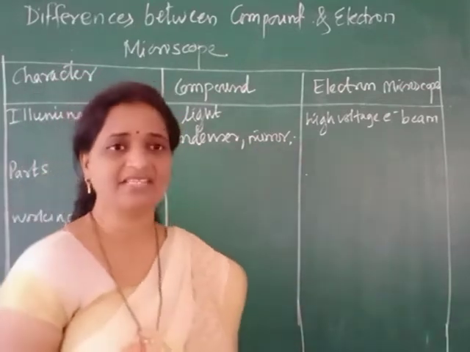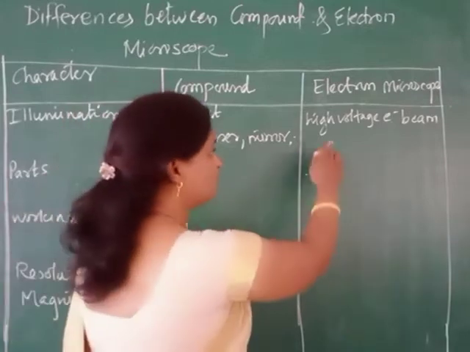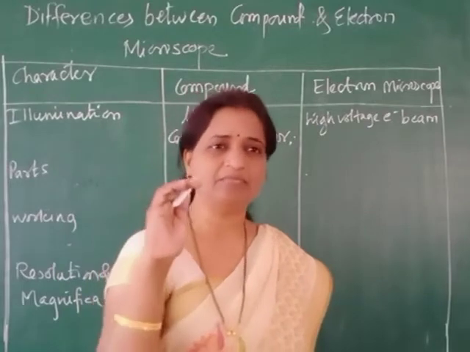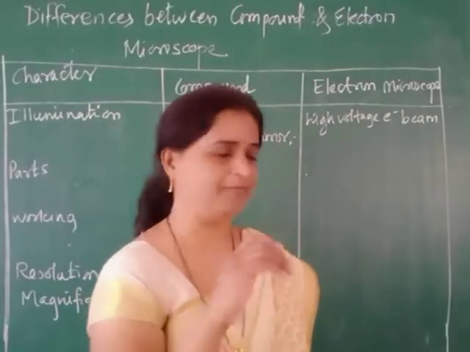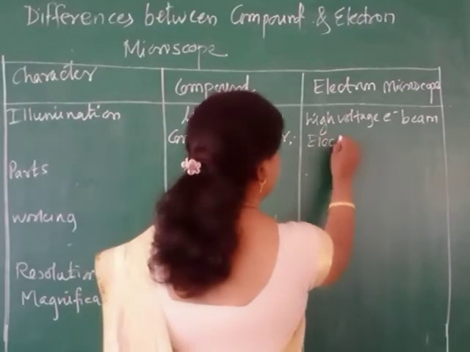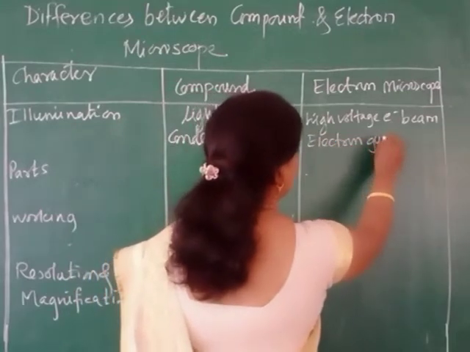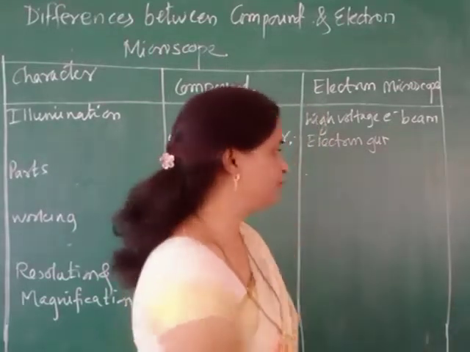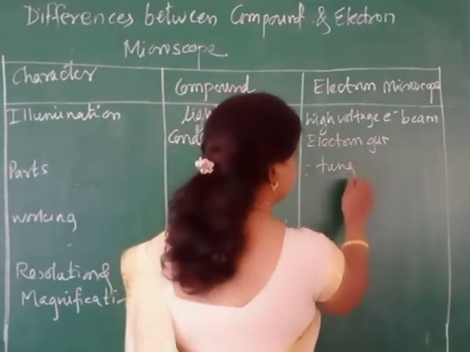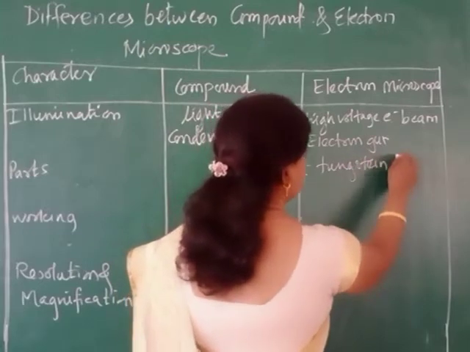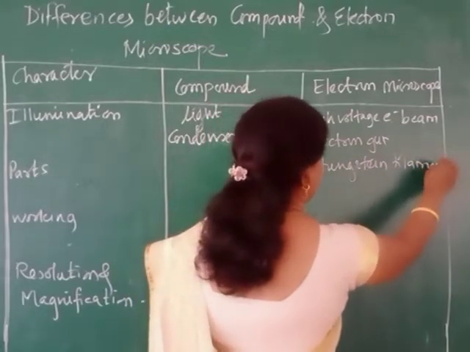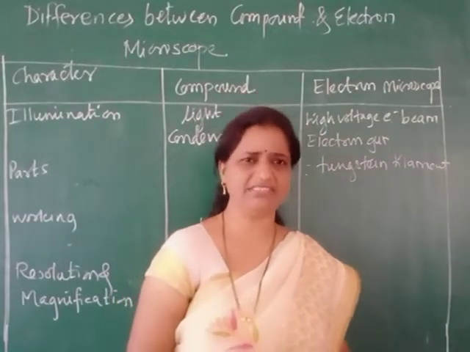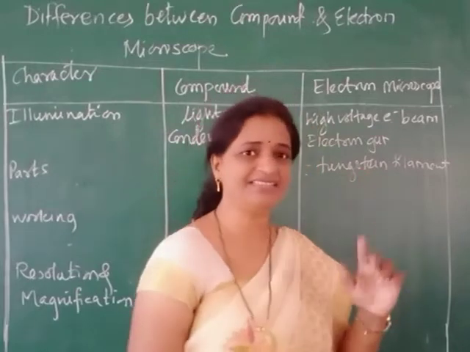From where do we get this high voltage electron beam? The source of the electron beam is at the top of the electron microscope. There is an electron gun, and that electron gun acts as the source of the electron beam. Now what is the electron gun and how does it work? This electron gun consists of a tungsten filament. That tungsten filament is heated to 2700 degrees Celsius, and at that high temperature the filament releases electrons.